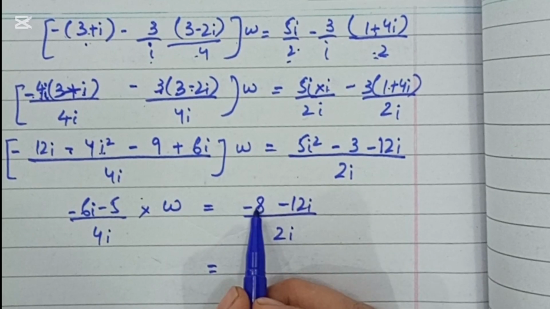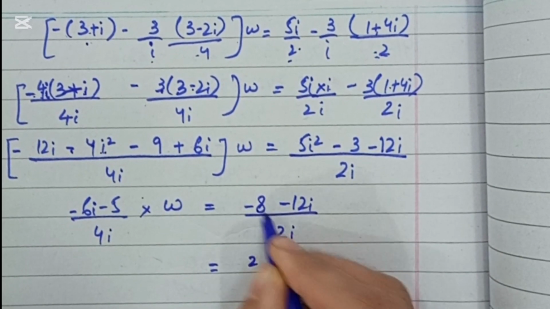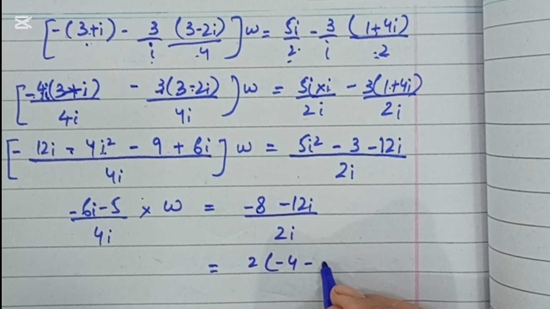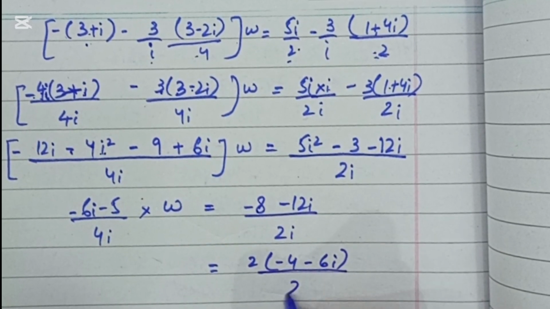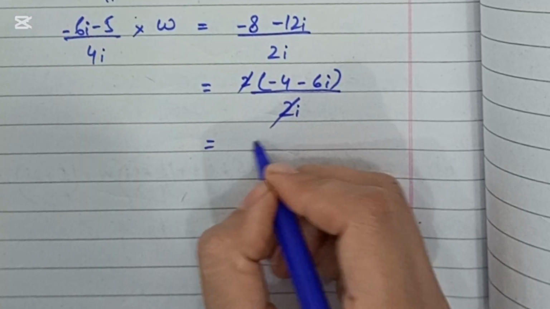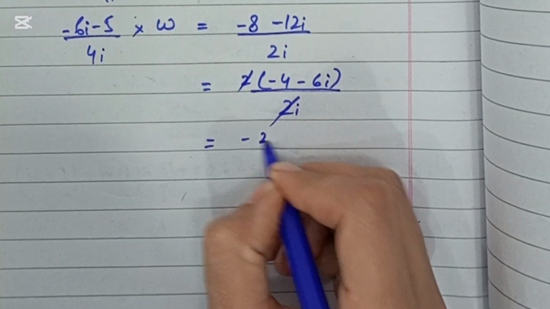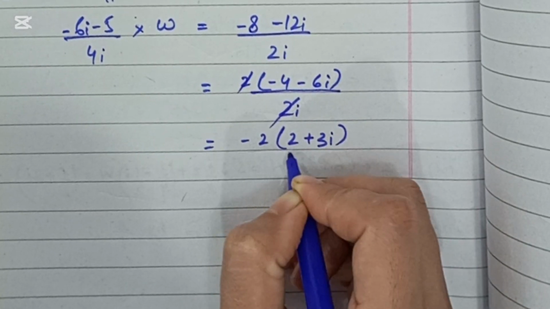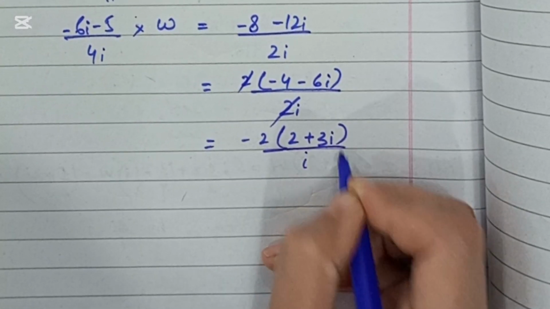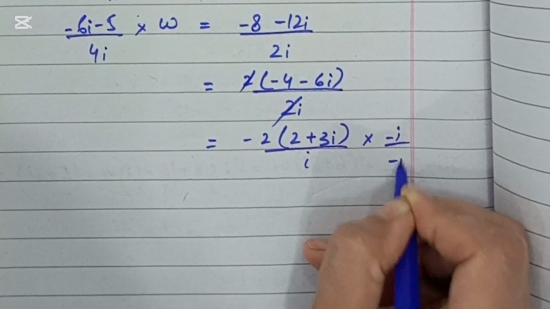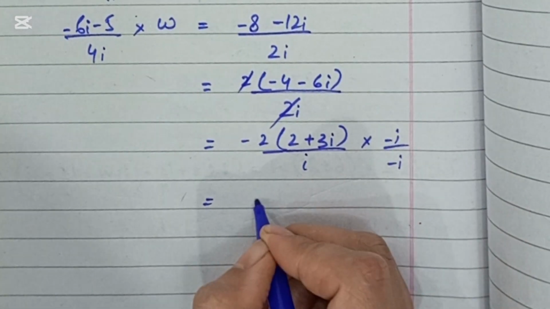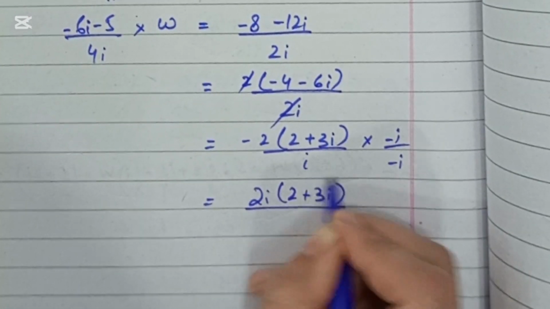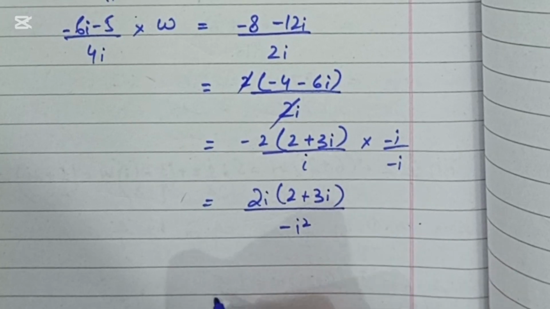Now we will take 2 common from these two. It will be 2 into 4 is 8 minus 2 into 6 is 12, so 2 we will take common, cancel, minus now again take 2 common, it will be minus, it will be 2, it will be 3 iota. Okay, and the denominator will be iota, multiply with minus iota and minus iota, minus minus plus 2 iota into 2 plus 3 iota whole divided by minus iota square.